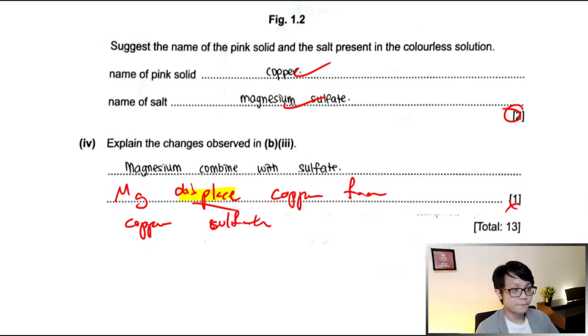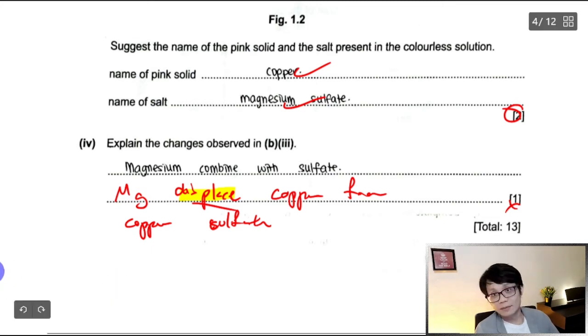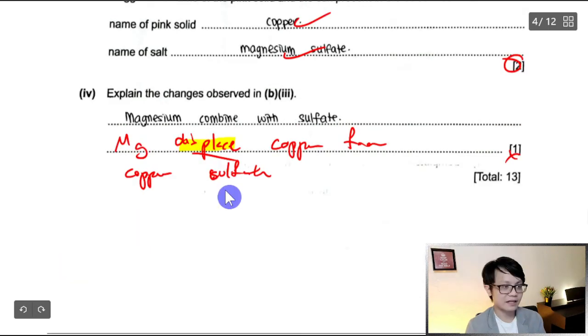Okay, so I think the keyword, lah, because you read the book, you know, usually they use the word displace. So I just follow the book lah. And the marking scheme also says the word displace. So make sure you write this keyword, then you get this correct. Maybe the examiner will give it correct also lah. Magnesium combined with sulfate, but I don't know lah. I just follow the marking scheme.